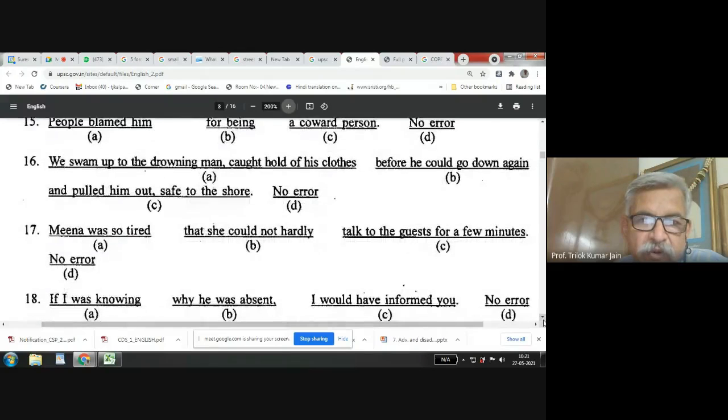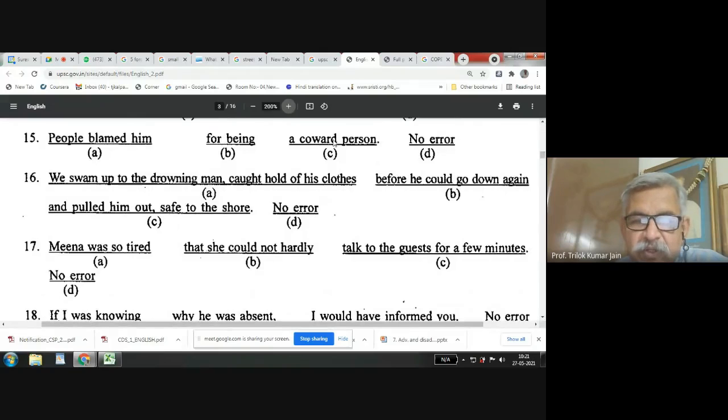People blamed him for being a coward person. Being a cowardly person. Cowardly person. He swam up to the drowning man, caught him off his clothes before he could go down again, and pulled him out safe to the shore. He swam to the, no need of up. He swam to the drowning man. No need of up.